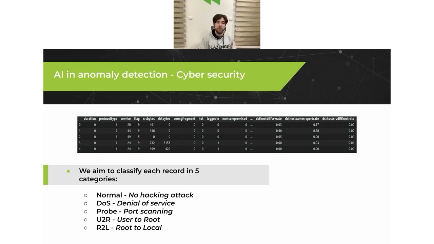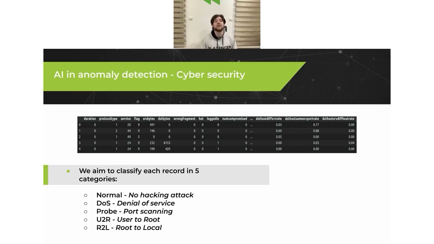Then we have probe or port scanning, which is a really hard concept to grasp, but essentially what it does is try to access wires and hardware within the system and try to extract confidential information from that. If there's any cybersecurity experts in the crowd, please let me know if I got this definition correctly.